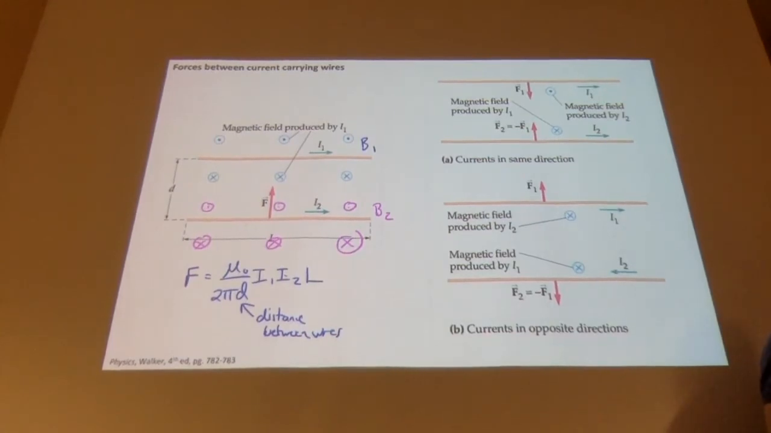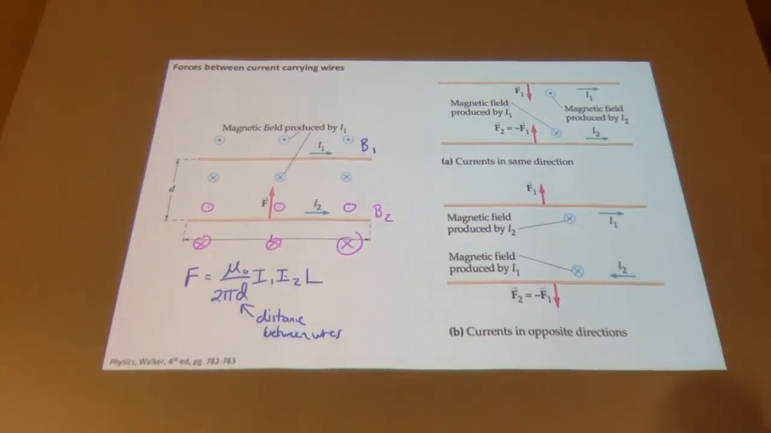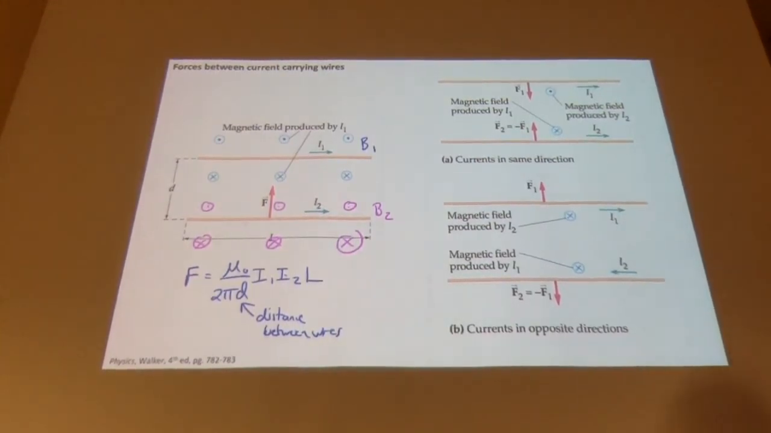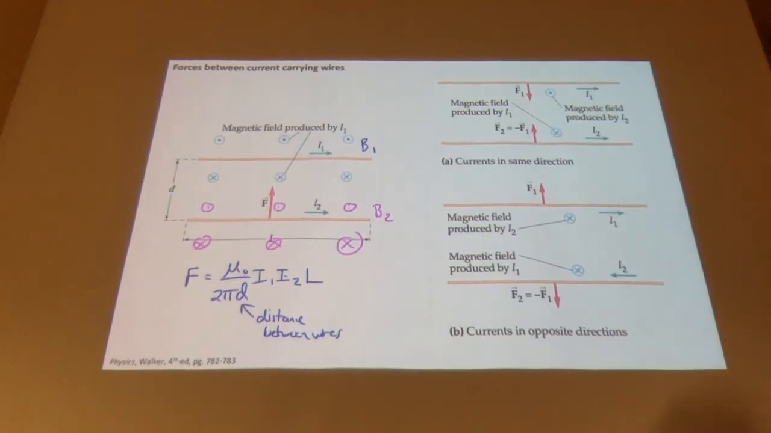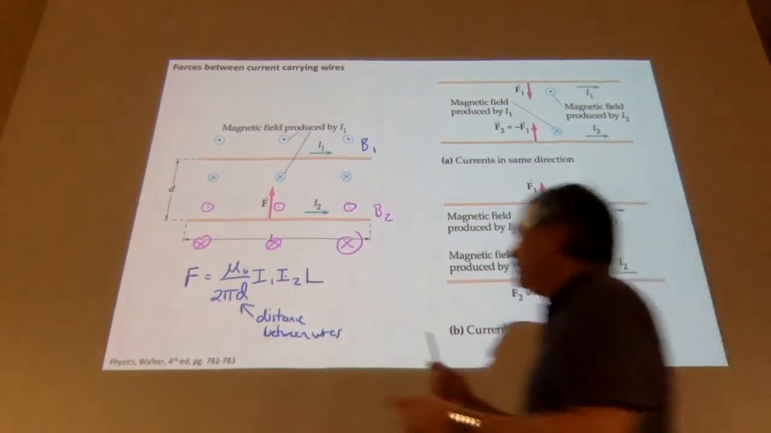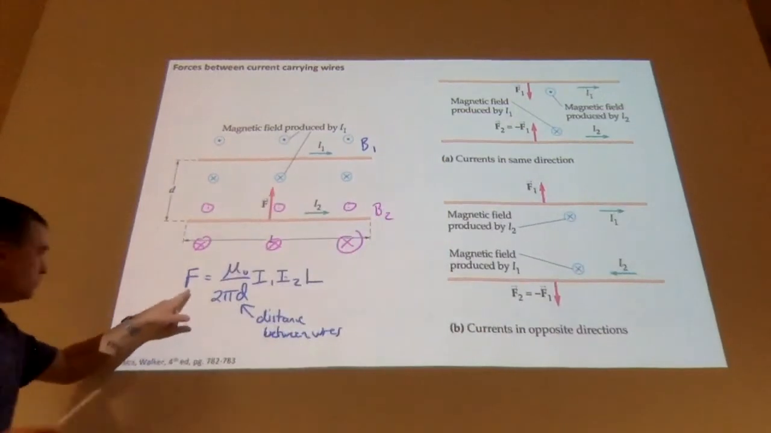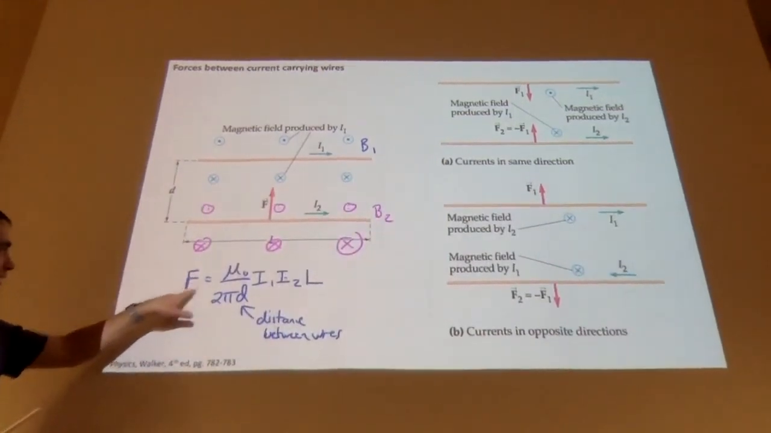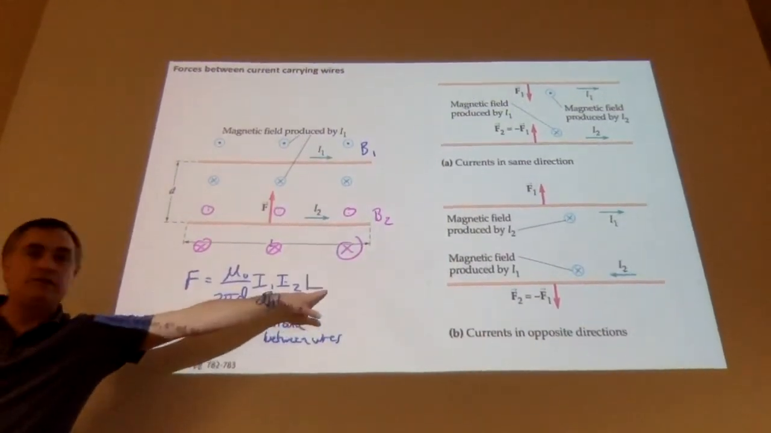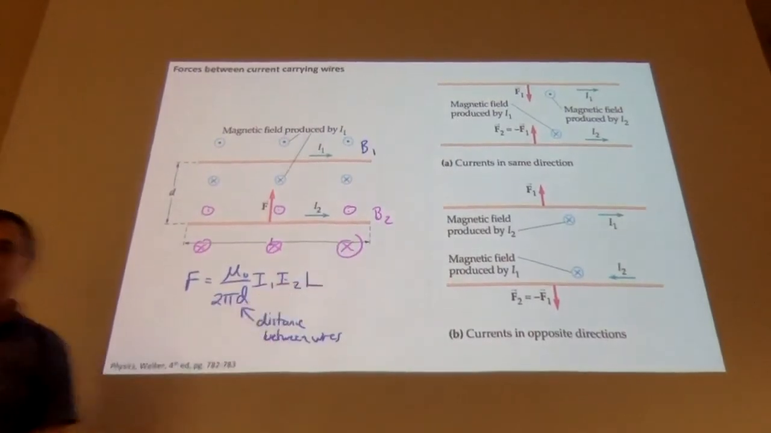Yes? What is L again? L is the length of the wire. What if they're different lengths? If they are different lengths, then we would need to specify which force we're talking about. For instance, for a force on the second wire, we would use the length of the second wire, and vice versa.